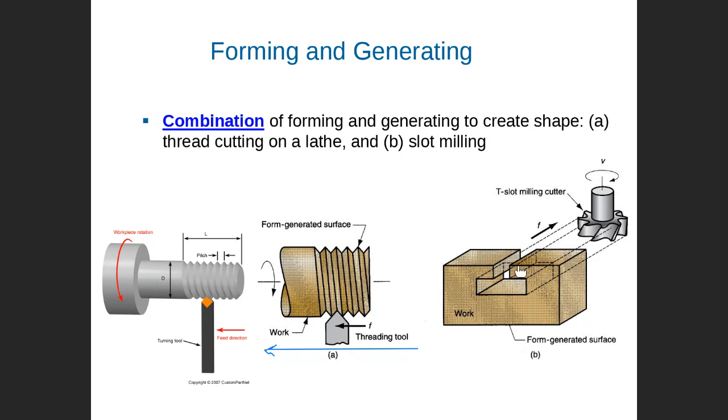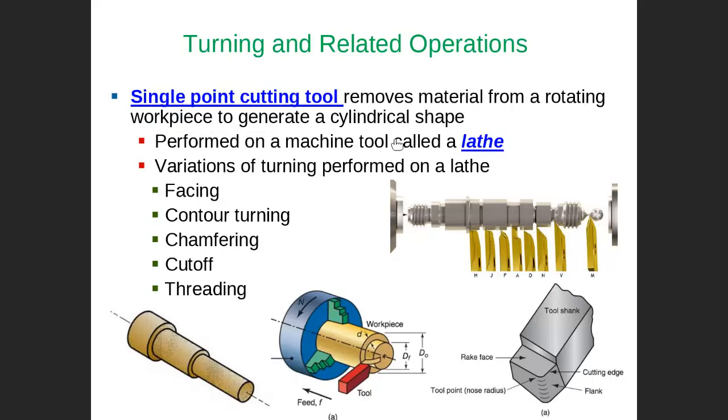This one also, initially, is forming, because this shape forms this kind of slot. We call it a T slot. This one forms the T-slot, but it travels from beginning to end to create this kind of shape until the end of the process. Right, so it is a kind of forming and generating together. This is what we call a combination between forming and generating.